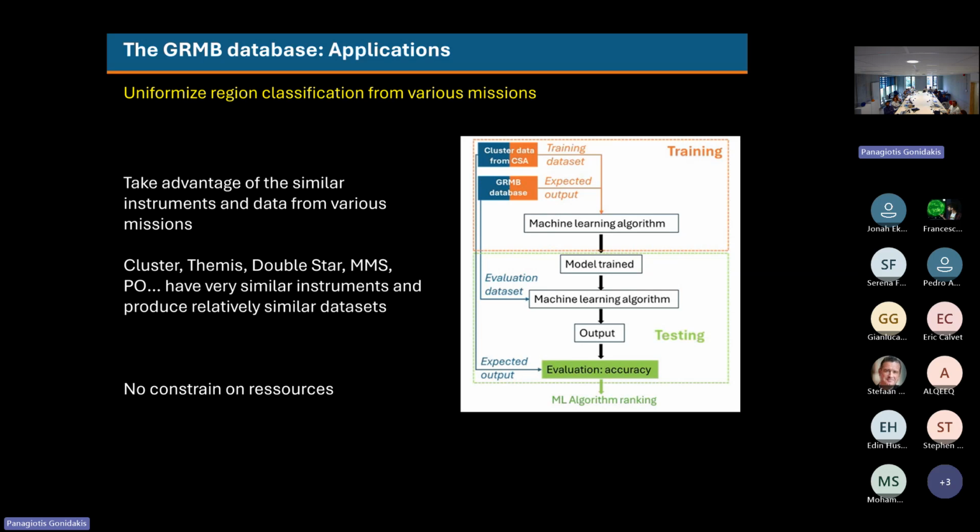So you take your time, you put all the resources you need, and you can probably easily reach a classification that is uniform and that can be used by scientists. So now what people do, they say, okay, I want to study the plasma sheet. I look at Cluster data. Then I go to check THEMIS data. That takes a lot of time.